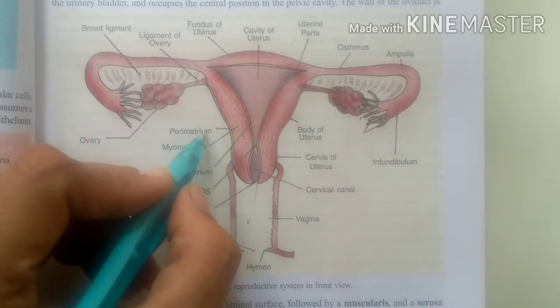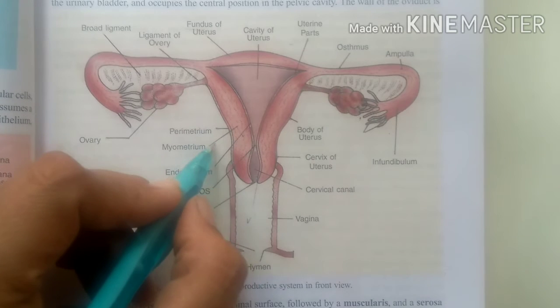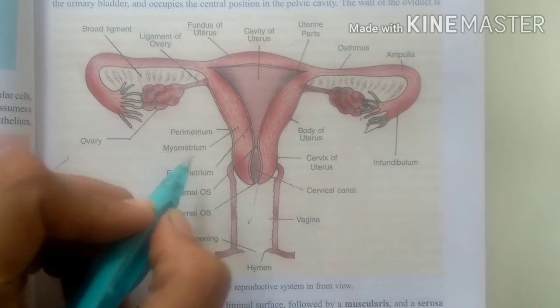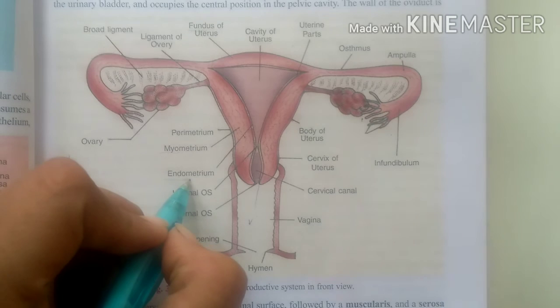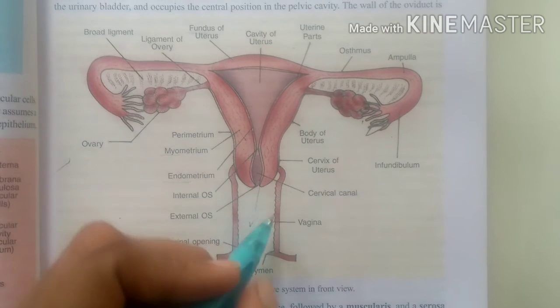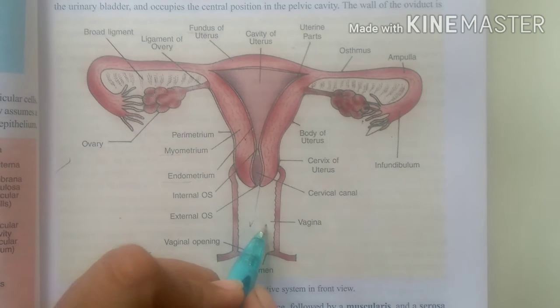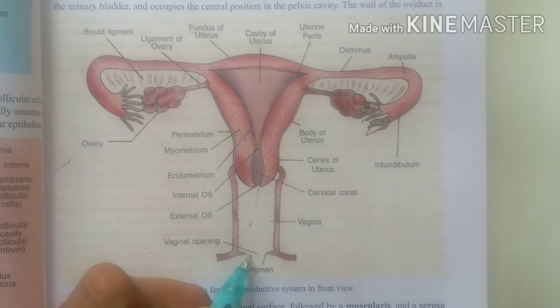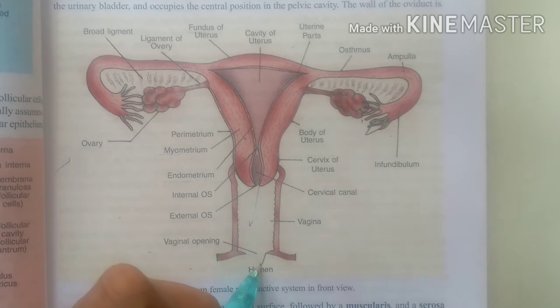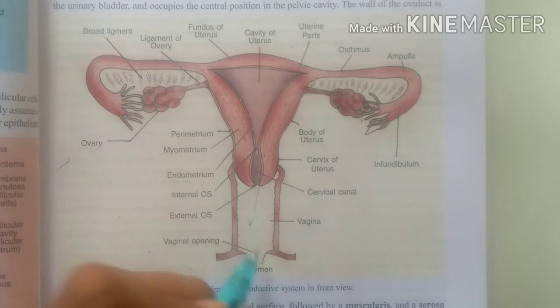The outermost layer is the perimetrium. The inner muscular layer is the myometrium. The innermost blood vessel containing layer is the endometrium. This is the vagina part. It ends outside by the vaginal opening, where the hymen is present. It is the external genitalia of the female reproductive organ.